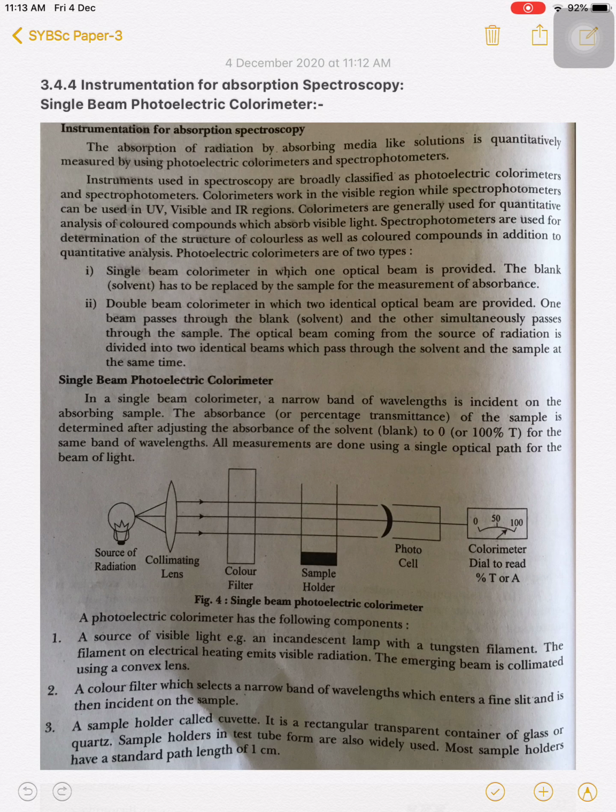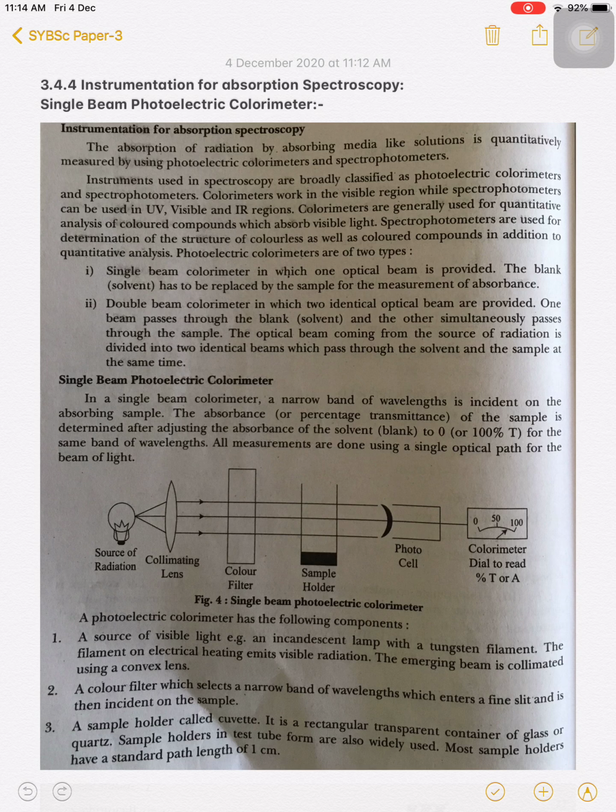The second point, now we are using a color filter as a component of this single beam photoelectric colorimeter. What is the use of that color filter? A color filter selects a narrow band of wavelength which enters a fine slit and is then incident on the sample. So by use of this color filter we can select a narrow band of wavelength.